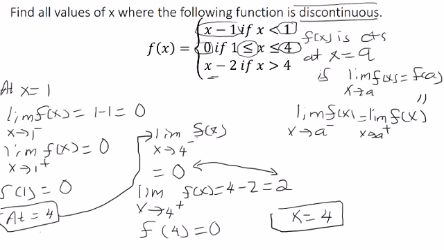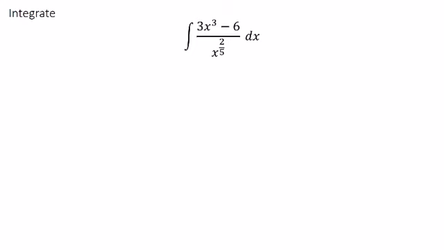Alright, moving on, let's look at our next question. Our next question is to integrate 3x cubed minus 6 over x to the power 2 over 5. Even though this is a quotient, we don't have a quotient rule in integration. So we've got to do some other way to do this. And one way to do it is to divide this numerator by the denominator. So let's do that. In this case, it's simpler.